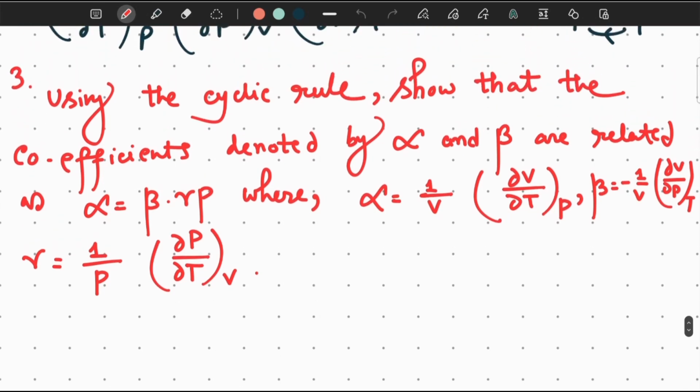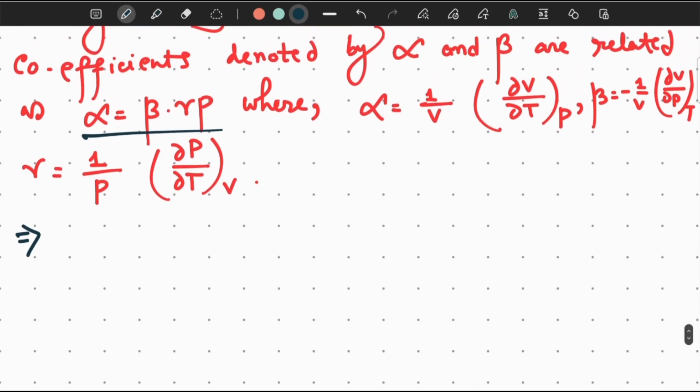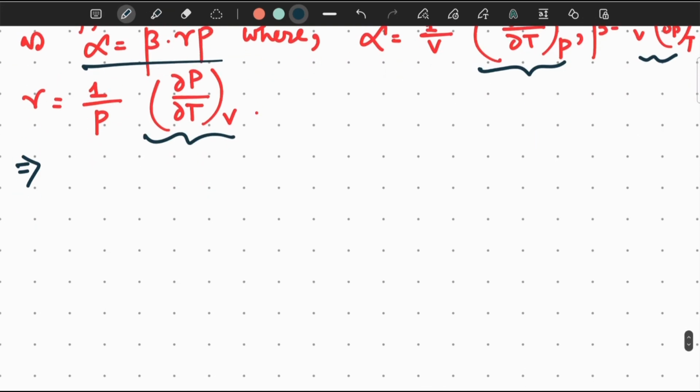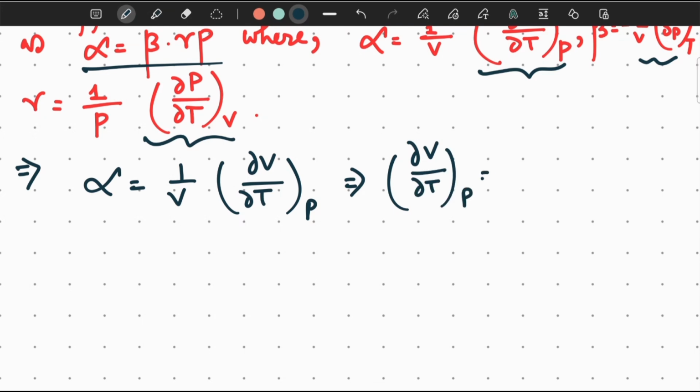So now we have to just establish this relation, right? This relation we have to establish right now. So for establishing this relation, we will use the cyclic rule, obviously. Now what we have identified here, yes, these three things are there. From the data, alpha equals 1 by V del V del T at constant P, which essentially means that del V del T at constant P is actually alpha times V.